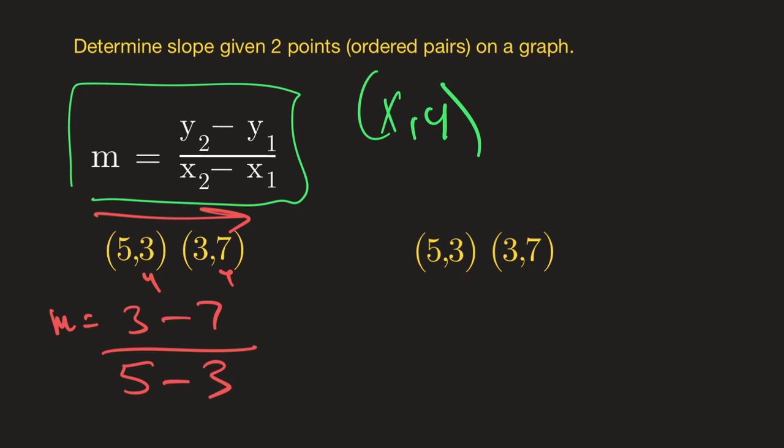Okay? What is 3 minus 7? Negative 4. What is 5 minus 3? 2. So we end up with negative 4 over 2. What does negative 4 over 2 reduce to? Negative 2. Slope is negative 2.